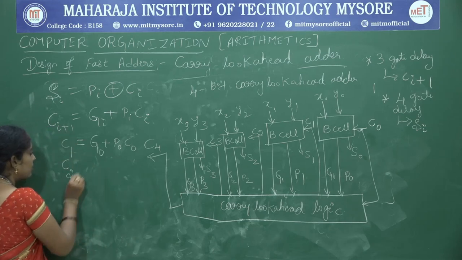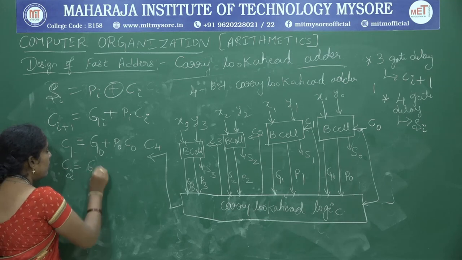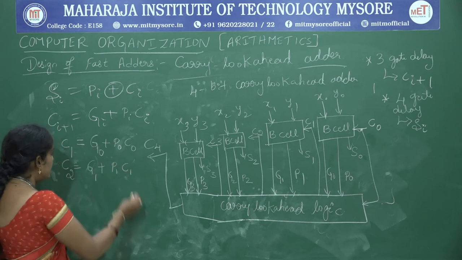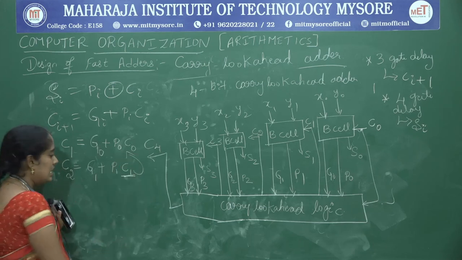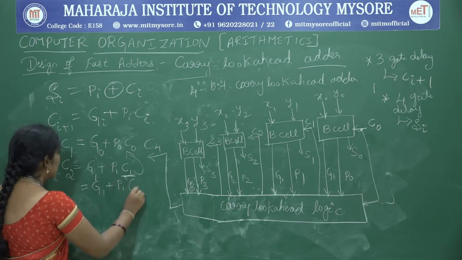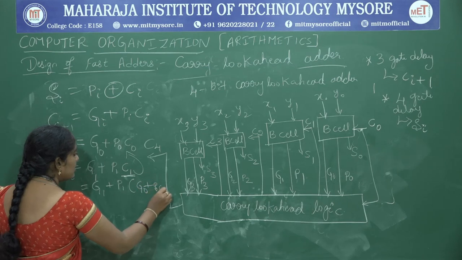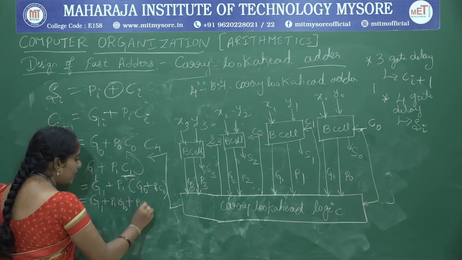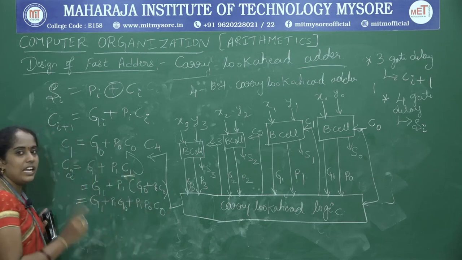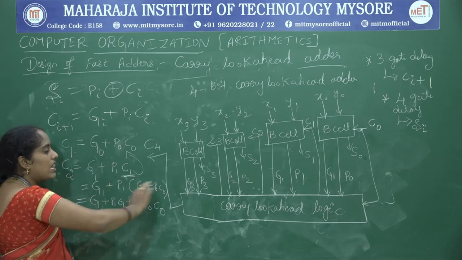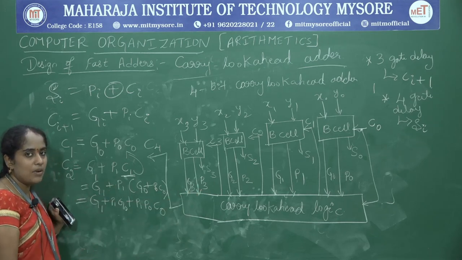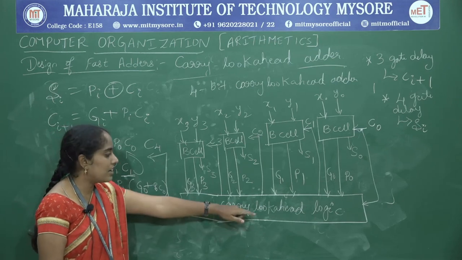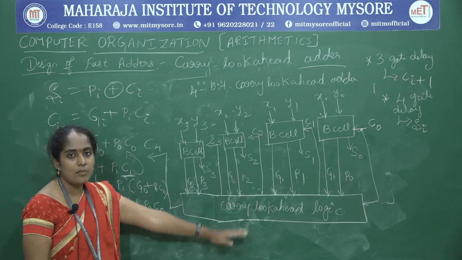Okay, next is C2. For C2, it is G1 plus P1 C1, right? Yes, we know the C1 value. Now G1 plus P1 C1, with C1 equal to G0 plus P0 C0, gives G1 plus P1 G0 plus P1 P0 C0. Only we need the C0 value. Once we get the C0 value, all the B cells will add the numbers parallelly. So who will help to add the numbers parallelly? Yes, your carry look ahead logic will help the cells add the numbers parallelly.